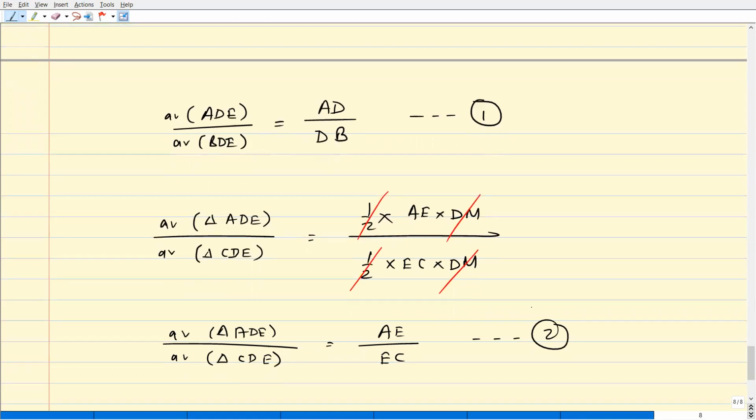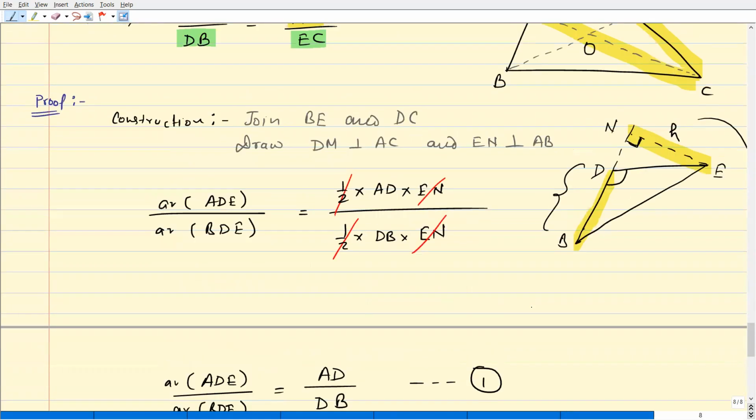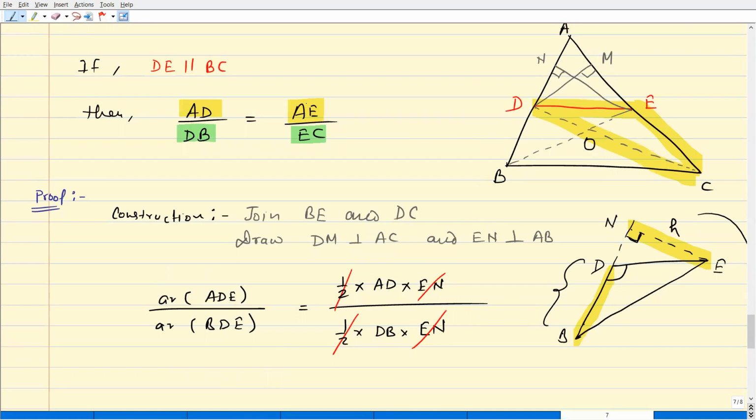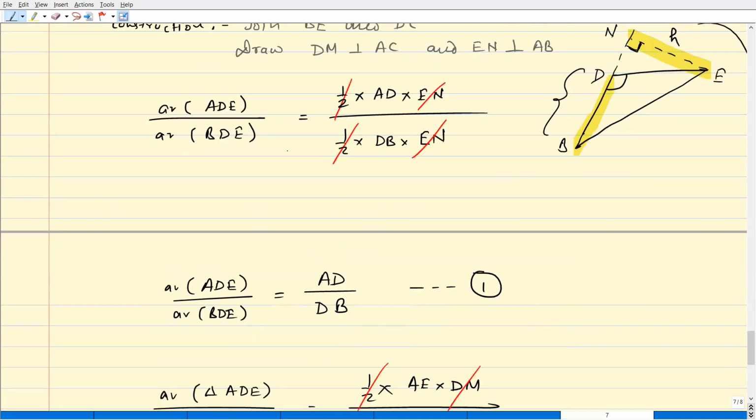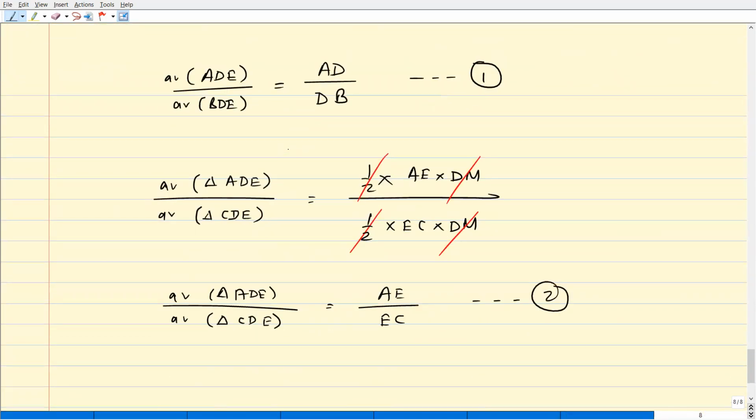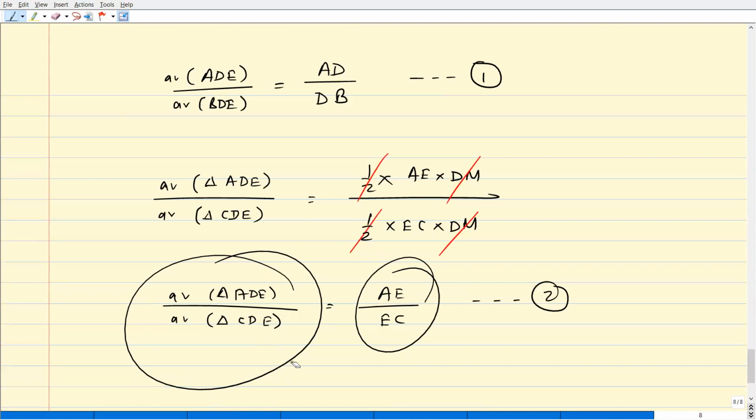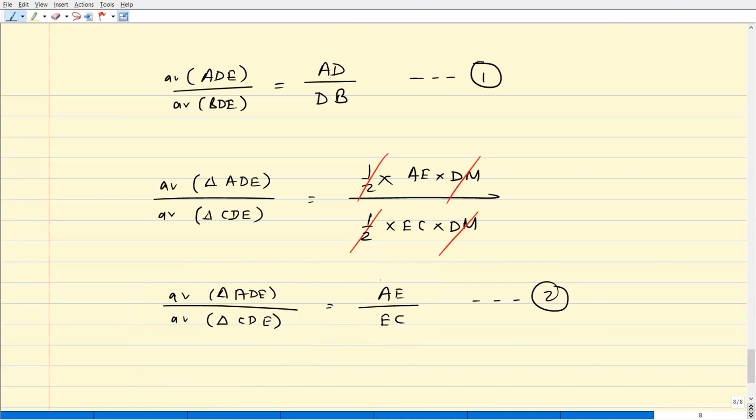Let's call it as 2. But remember, what did the theorem say? The theorem says that these two ratios should be equal. So I have got the ratio AD by DB also, and I have got the ratio AE by EC also, but I'm not seeing how to make them equal. See, AD by DB is my first equation. It is equal to this ratio of area of these two triangles. And AE by EC is a ratio of area of these two triangles. How do I make them equal? Anyone has any ideas?